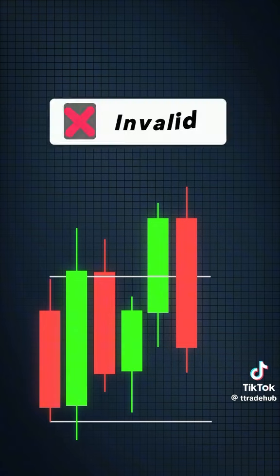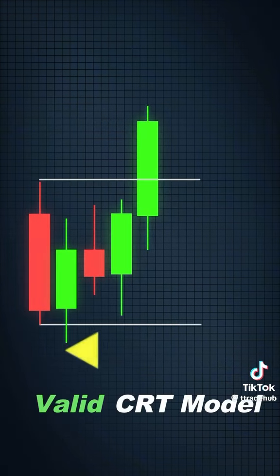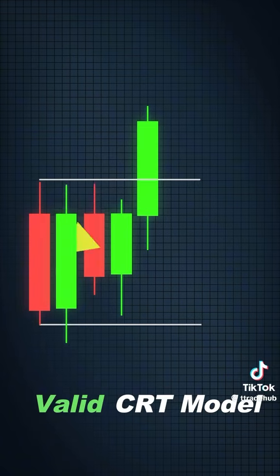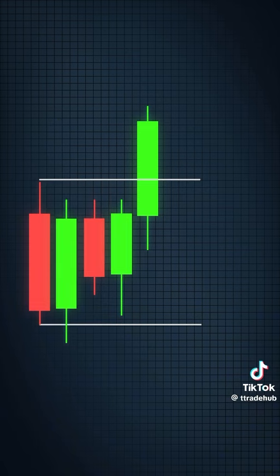However, not every setup is valid. For a candle range theory setup to be valid, the candle sweeping liquidity must close with a wick below or above the liquidity area. If the candle closes strongly beyond the level without a wick, the setup is invalid. Always look for wick confirmation to identify a valid CRT model.